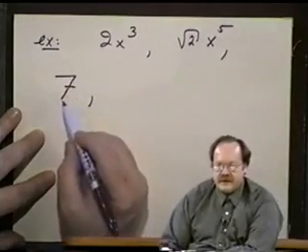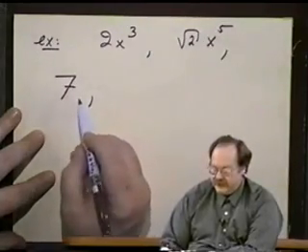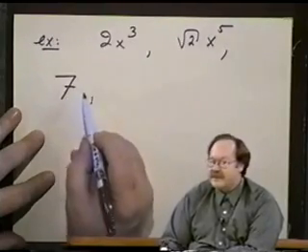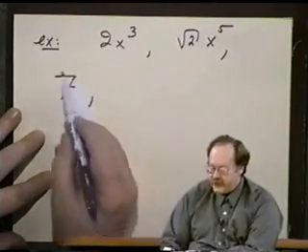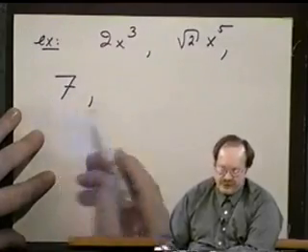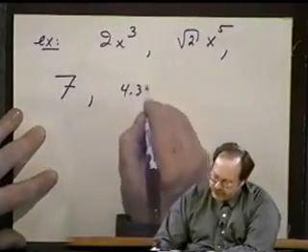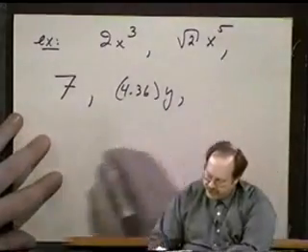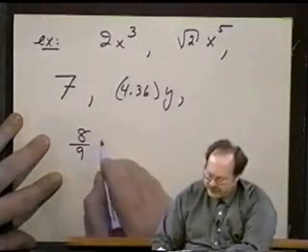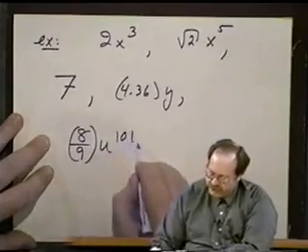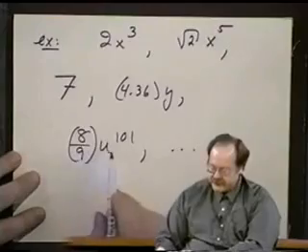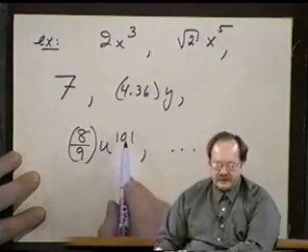Well, you say, there's the constant. Where's the power? Well, remember, the power could be 0. So you can think of this as 7 times x to the 0. In other words, all constants are monomials. You could have 4.36 times y, just to change the variable. You could have 8/9 times u to the 101 power, etc. Those are what monomials are. Constants times variables to powers.